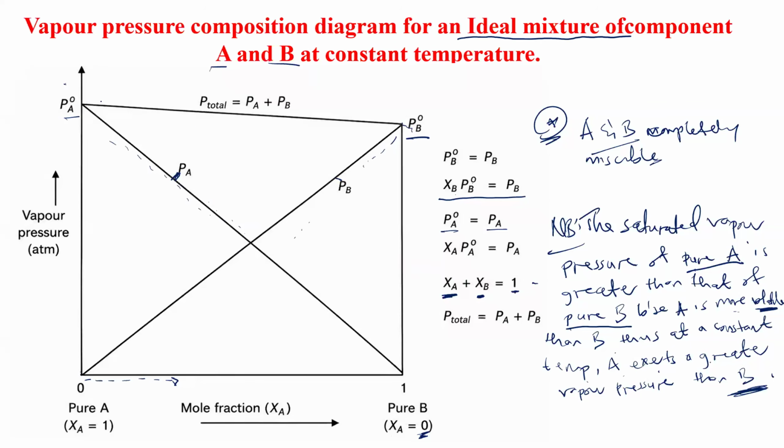Under this line is where we have the vapor phase. If you come above the line this side, that's where we have the liquid phase. I think in the preceding diagrams we shall be able to show all that. The reason I have not named the P naught A and P naught B is because we have already labeled them in the previous slide.